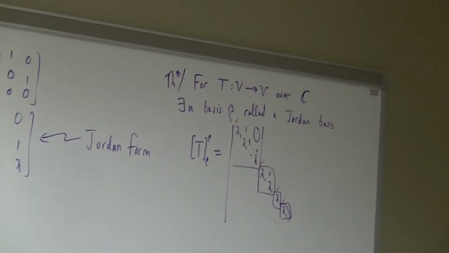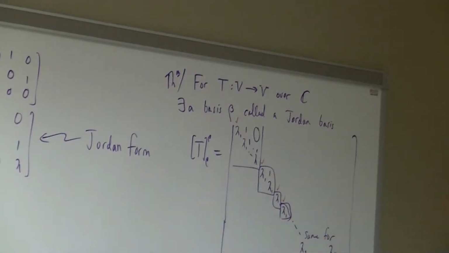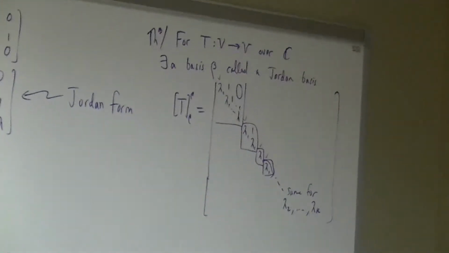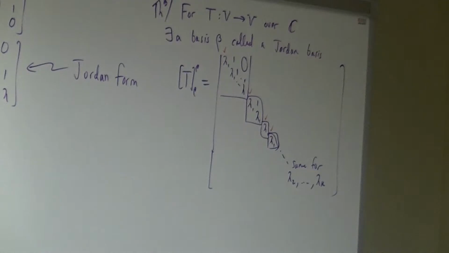And then you keep doing the same for the rest of the eigenvalues, lambda 2 through lambda k, however many eigenvalues you have. For each one of those, you get these blocks on the diagonal. And so, up to reordering of the blocks, this is a unique representation of T. It completely describes the structure of T for a complex linear transformation. It tells me everything about the eigenvectors and about what's past eigenvectors to describe. So let me show you.